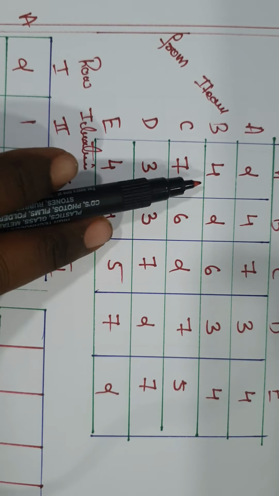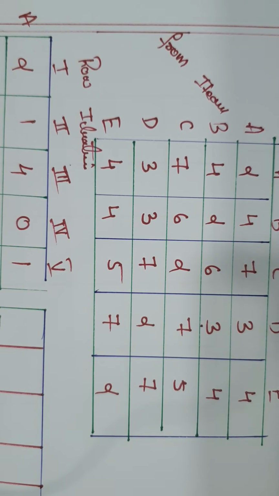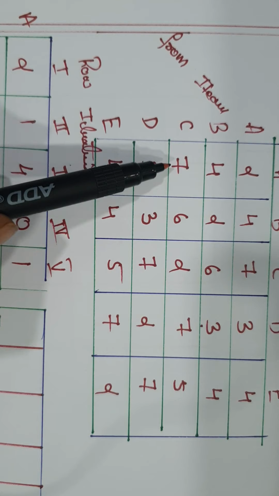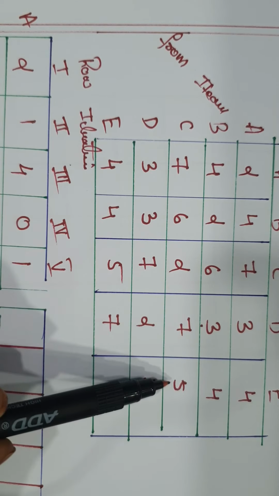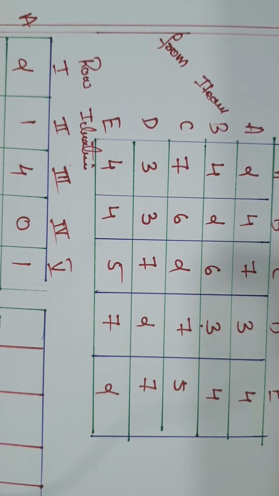In the second row, which one is the least value? 3 is the least value. So this one will become 1. This is alpha. Then here 3, this is 0, and this one is 1. In the third row, which one is the least value? 7, 6, alpha, 7, 5. Least value is 5. So 7 minus 5, how much is it? 2. Then this is 1. This is alpha, and this one is 2, and here it will become 0.